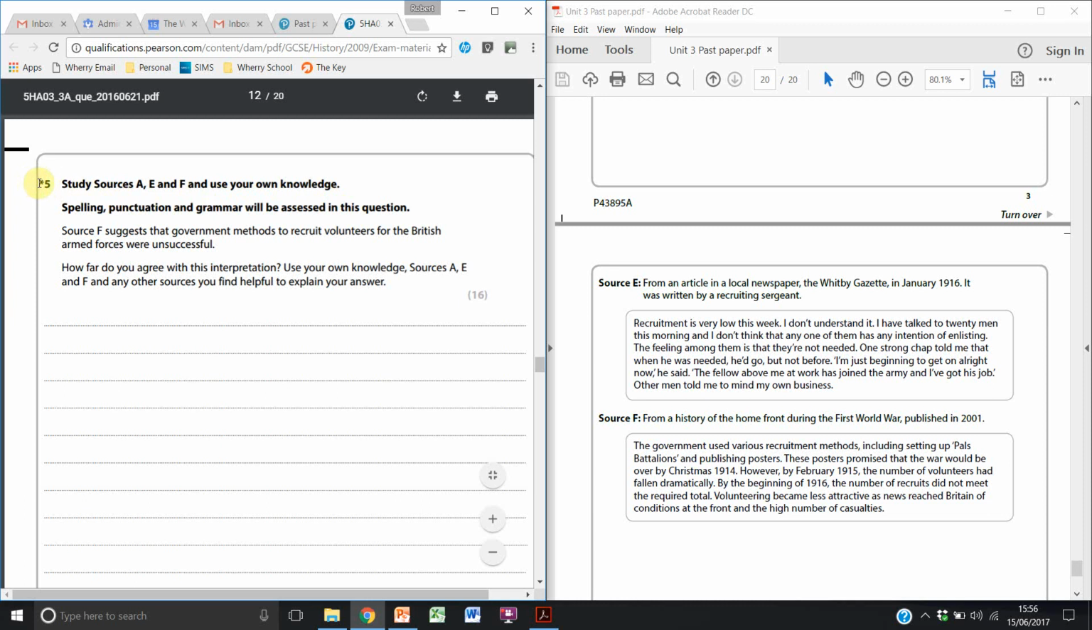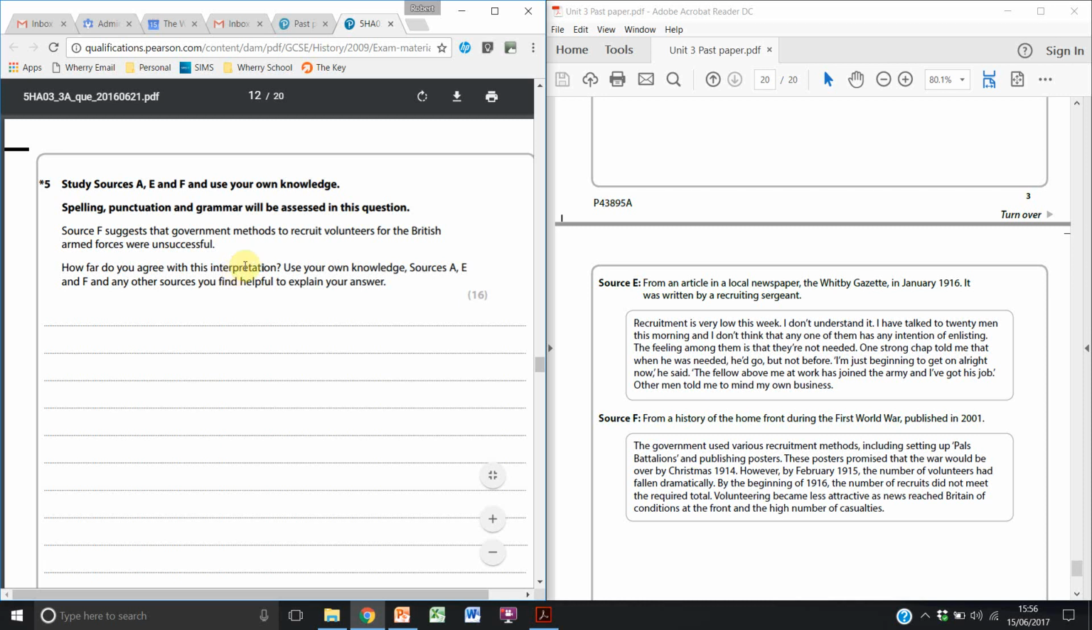You'll also notice that there's a little asterisk next to the number 5, and that's telling you that spelling, punctuation and grammar are going to be assessed in this question. So there are extra marks available for good quality spelling, punctuation and grammar. You've then got a hypothesis. It says source F suggests that government methods to recruit volunteers for the British Armed Forces were unsuccessful. And it then says, how far do you agree with this interpretation?